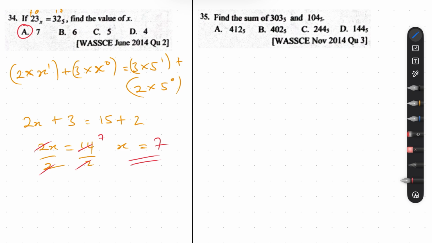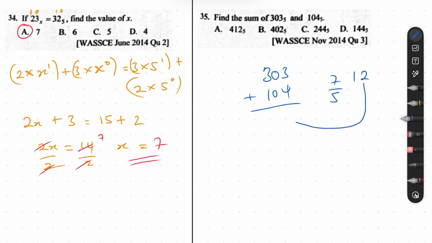Let's move on to question number 35. It says, find the sum of this and this. So simple sum, right? 303 base 5. Let me write it there. And 104 base 5. We are adding, okay? So we need to know we are adding in base 5. So 3 plus 4 in base 5 is 7. 7 in base 5 is what? 1 remainder 2.